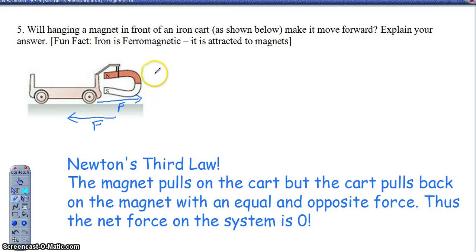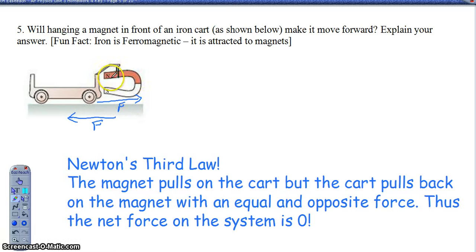The other way to think about that is these two forces are internal to the system. They're not external forces on the system. They are within the system itself, the system being the cart and the magnet. And any forces within a system, any internal forces, are not going to cause any change in motion of the system. The only way to cause a change in motion of the system would be to have an external force.